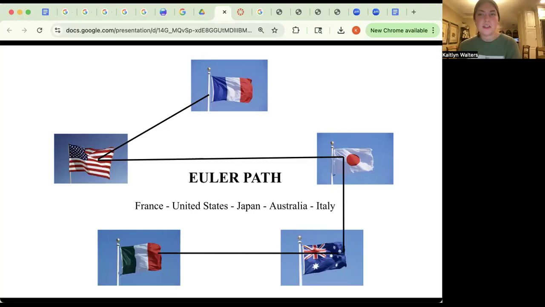The way we can check if this is an Euler path is by the edges. So we see France has one edge, and so that's our one odd degree. Then we see the United States has two edges, and so a vertex of 2 degrees. And then we can look at Japan, which is also the same as the US, and the same for Australia. And then we end with Italy, who only has one edge. So there are the two odd degrees, and the rest are even, therefore making an Euler path.